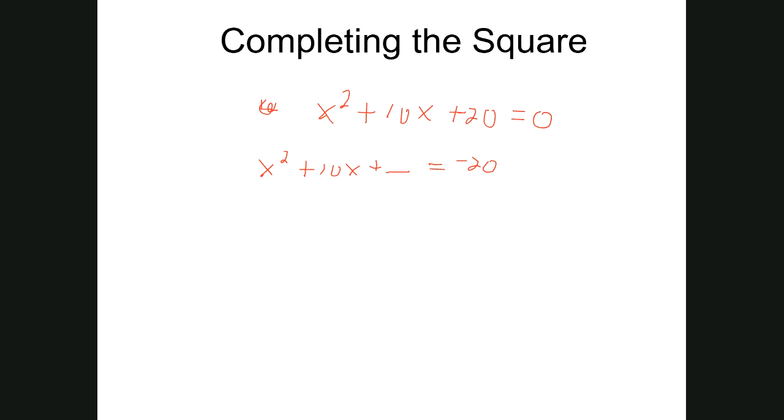And then I'm going to add something over here. So whatever I add to this side, I'm going to add to this side. What am I going to add to both sides? Well, you take half of the middle term. So half of 10 is 5, and you square that. So I'm going to add 25 here. I'm going to add 25 here.